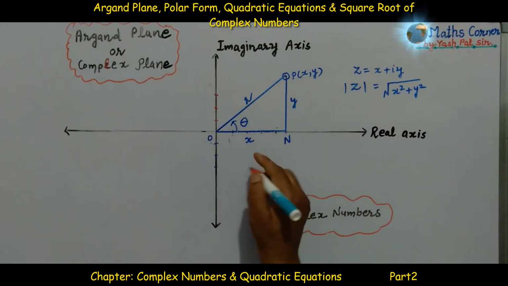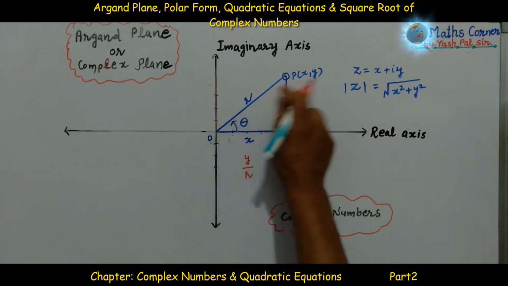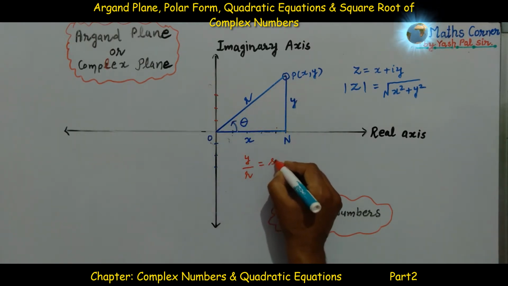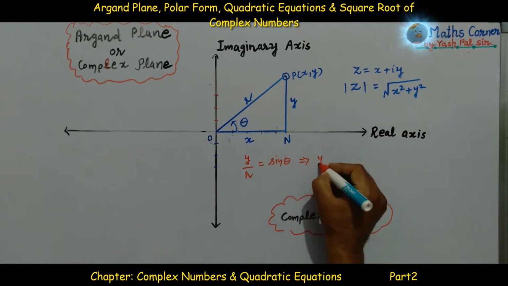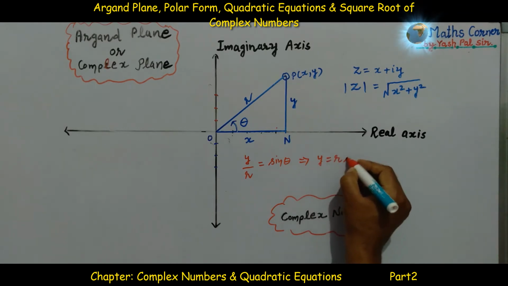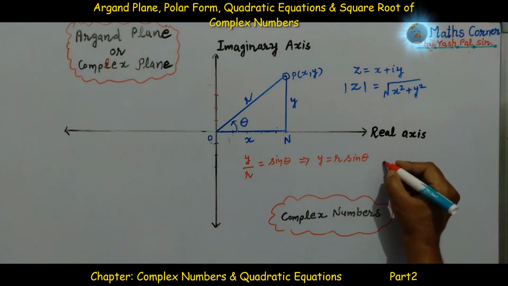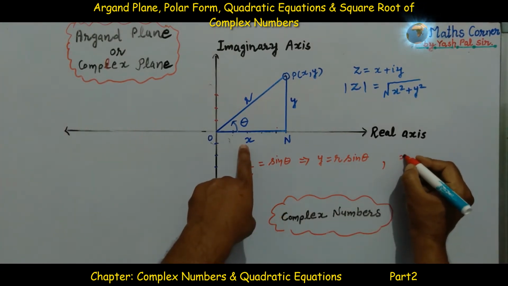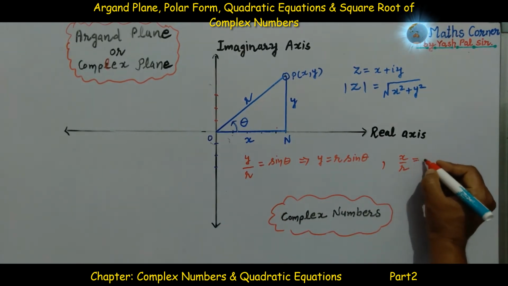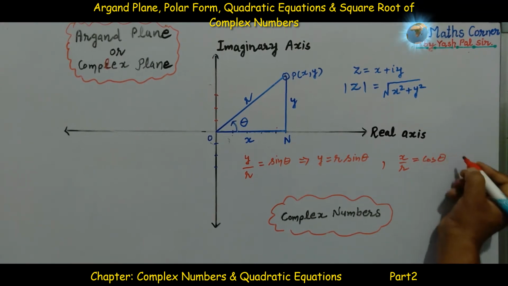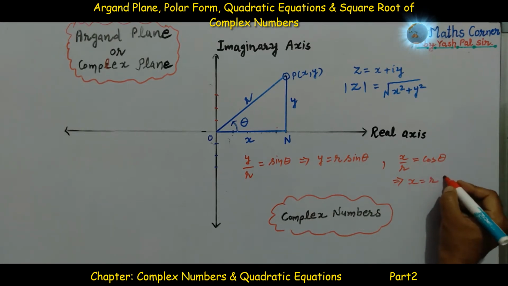What is y upon r? Y upon r is perpendicular upon hypotenuse. This is equal to sine theta. It means we can say y is equal to r sine theta. Similarly, here x upon r, base upon hypotenuse, that is equal to cos theta. So from here we get x is equal to r cos theta.